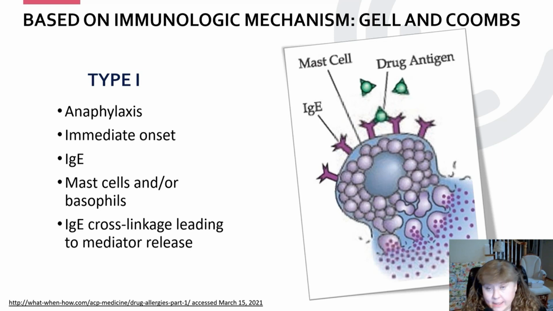So let's look at Gell-Coombs because they're a great way to look at drug allergies. If you remember, there are 4 different types of Gell-Coombs reactions. The first type is type 1. The prototype of that is anaphylaxis. They're immediate onset. They are mediated through IgE molecules that are on the surface of the mast cell. They see the drug antigen or allergen, they bridge the IgE molecules, and then they release the mediators, and those mediators cause the immediate reaction. Remember that IgE can be on the surface of basophils also.